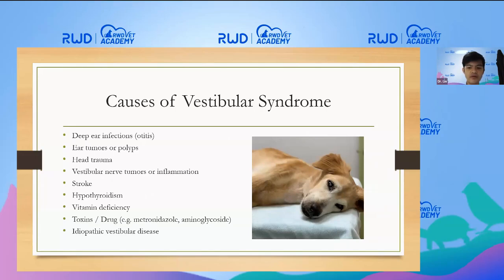The next one is shock, hyperthyroidism, and some vitamin deficiencies, for example, thiamine deficiency. Some toxins or antibiotic treatments can also cause vestibular syndrome. Some animals, particularly old dogs and cats, develop vestibular syndrome and yet no cause can be detected, despite extensive investigations. This is called idiopathic vestibular disease.